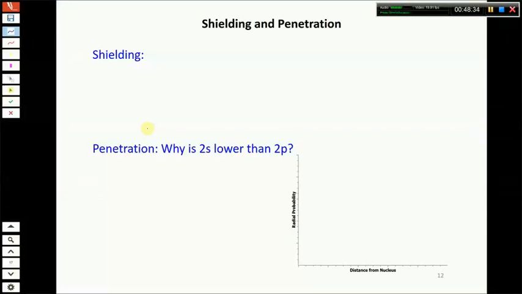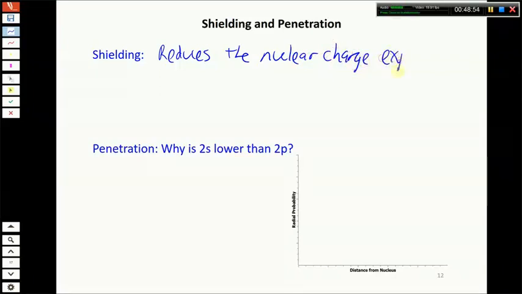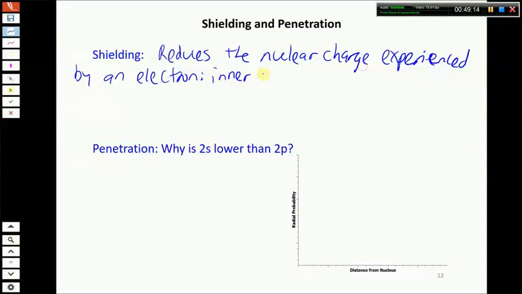Okay? And so what this means is that you have what's called shielding, where those inner electrons partially block the outer electrons from experiencing the full nuclear charge. So shielding reduces the nuclear charge experienced by outer electrons. Alright, so if you have inner electrons that are closer to the nucleus than that one, those inner electrons are going to partially block the nucleus from that electron.